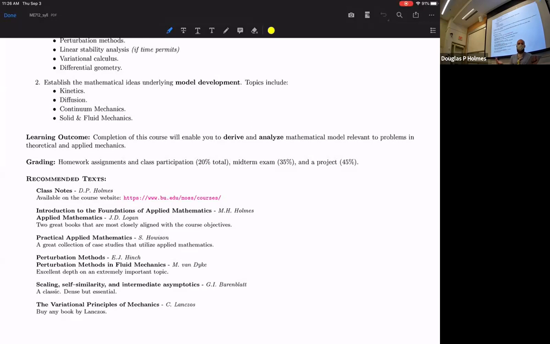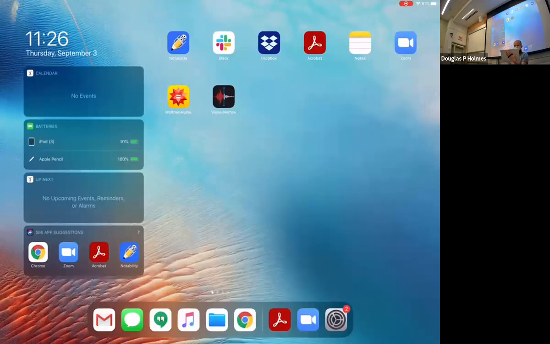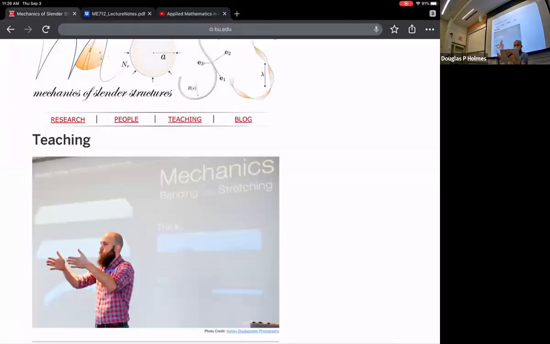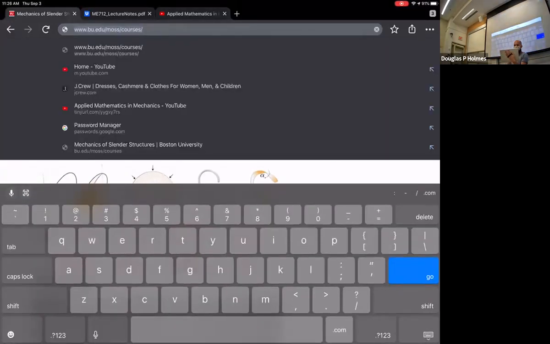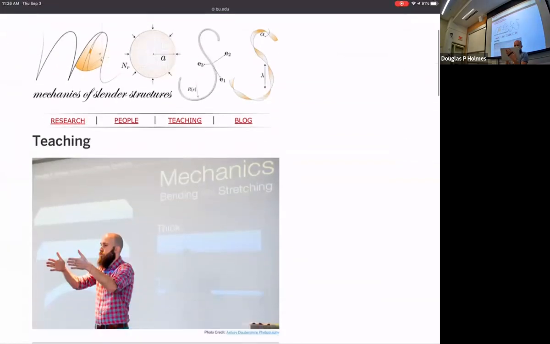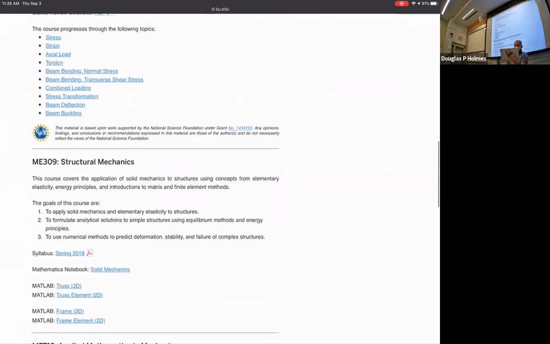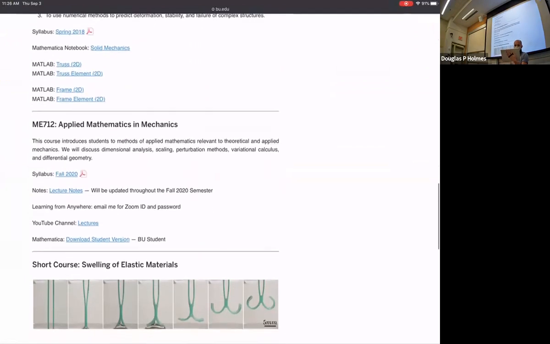Also, because of the strangeness of this semester, I've decided to type up my class notes. That's an ongoing process that I started over the summer, and I'll show you what that looks like. They're on my class website, so if you go to bu.edu/moss/courses and scroll down, ME712, Applied Mathematics and Mechanics.